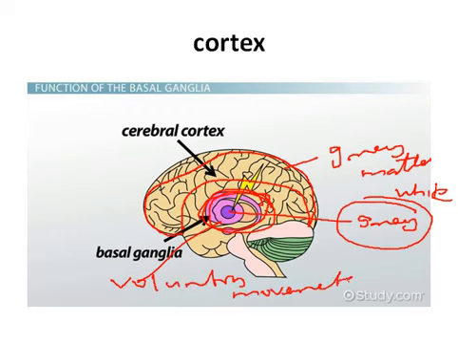So if somebody asks you what is basal ganglia, you have to tell that basal ganglia is present deep inside or at the base of the cerebrum, and at the base of the cerebrum we can see a group of gray matter, and this gray matter is covered by white matter. So this structure is called basal ganglia. If somebody asks you what is cerebral cortex, you have to tell that cerebral cortex is the superficial layer of the cerebral hemisphere, and it is made up of gray matter.